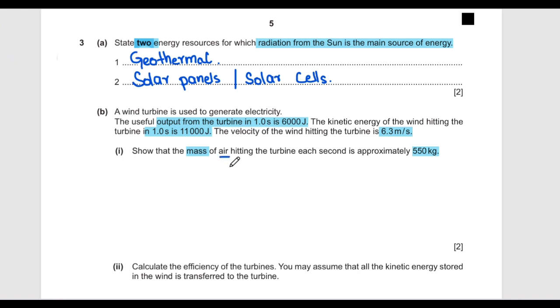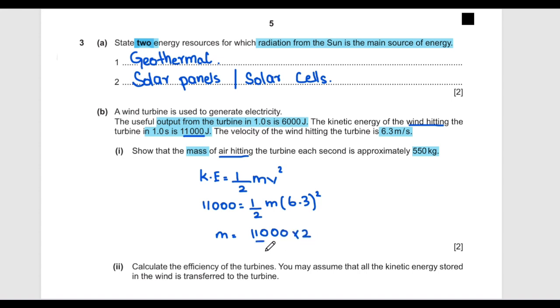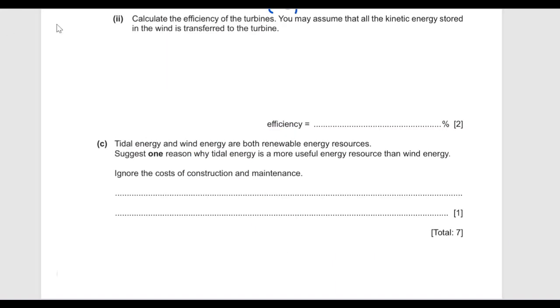Okay, so we have to find the mass of air hitting the turbine and we know the kinetic energy of air hitting the turbine. So I can use the formula of kinetic energy, which is half mv squared, putting the value of kinetic energy over here and the velocity as well, which is 6.3 meters per second. I'll take the square of it as well, and after it I'll rearrange my equation with respect to m. So it would be 11,000 times 2 over 6.3 squared, and when you put it into your calculator, you'll get 554. Round it off to two significant figures, it would be 550 kg.